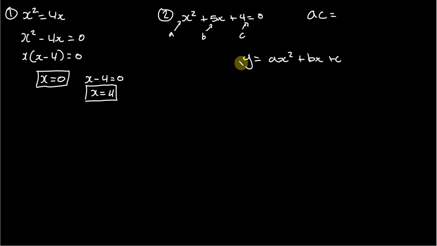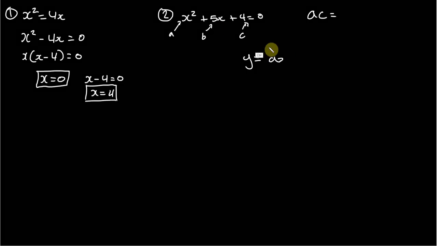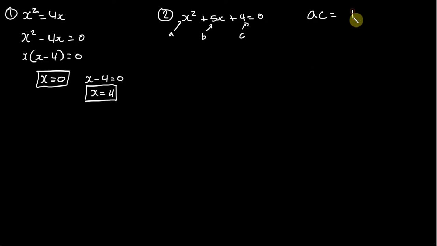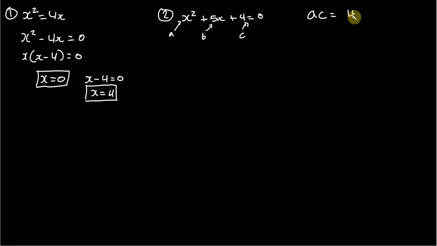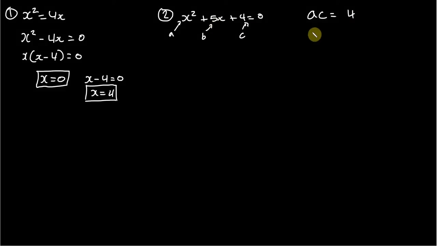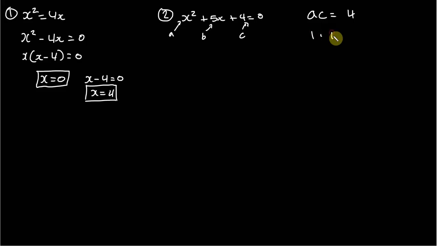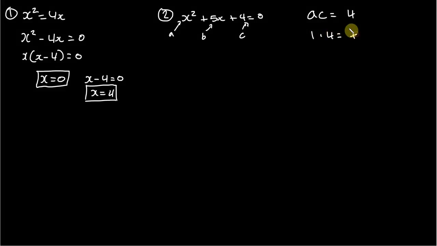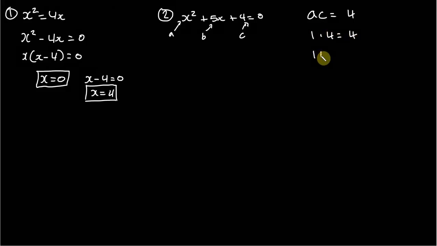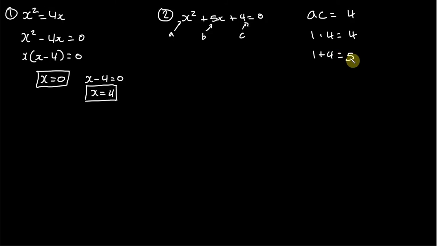So we want to find AC. Well, 1 times 4 is just going to be 4. And now we need to find what multiplies to 4 and adds to b, which is 5. So 1 times 4 seems quite obvious, where then also 1 plus 4 equals 5. Okay, so we have our two terms, our two factors.